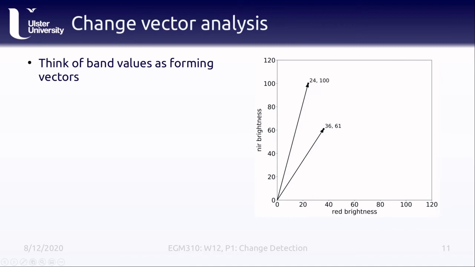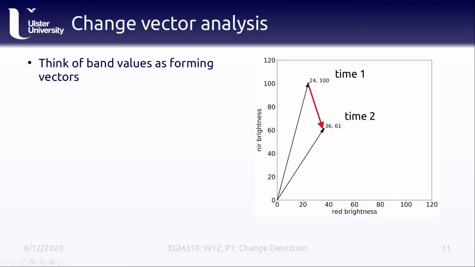If we think about band values as forming vectors in space, we can analyze the differences between them. The example here shows the red brightness plotted along the x-axis and the near-infrared brightness plotted along the y-axis. The longer vector represents the pixel values at time 1, and the shorter vector represents the pixel values at time 2. We could subtract the time 1 vector from the time 2 vector to get the change vector.